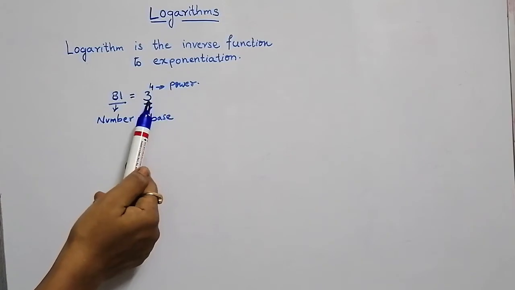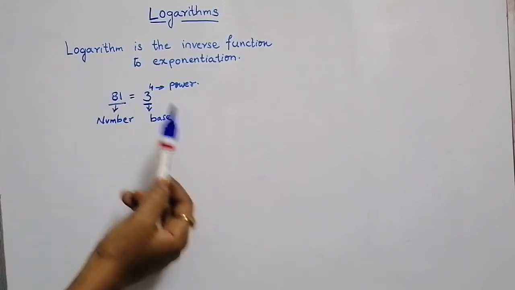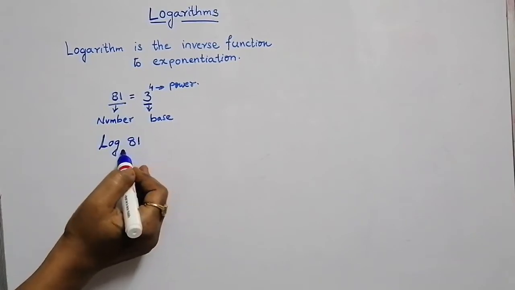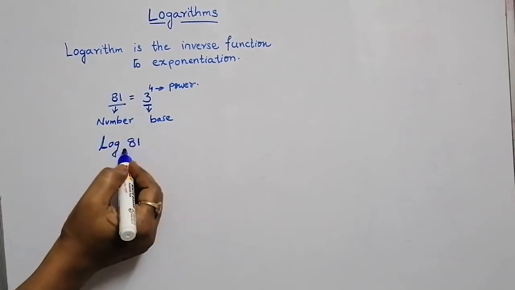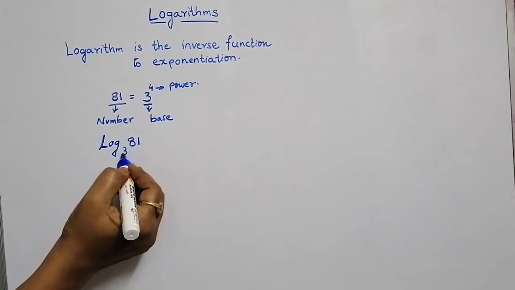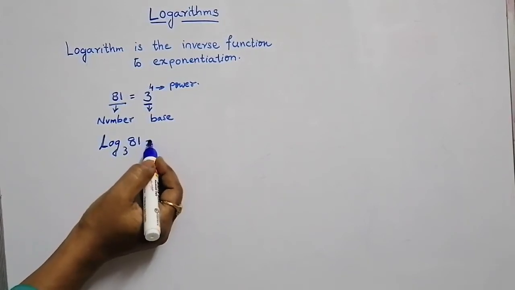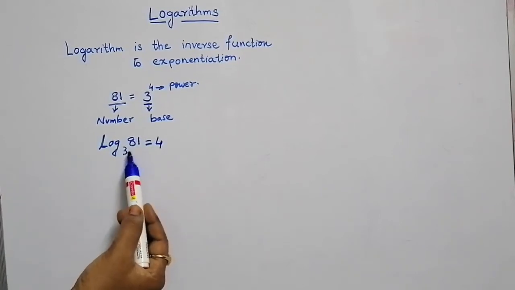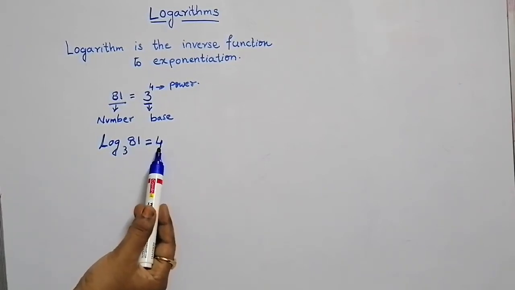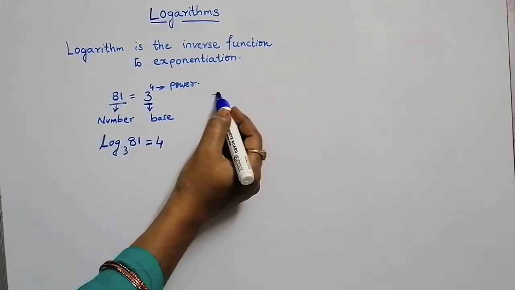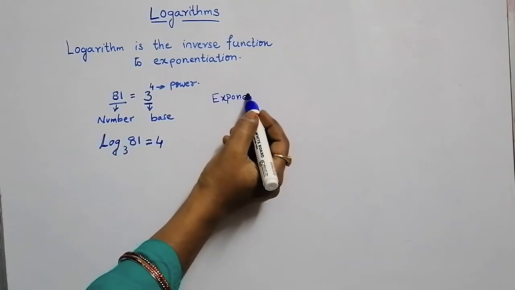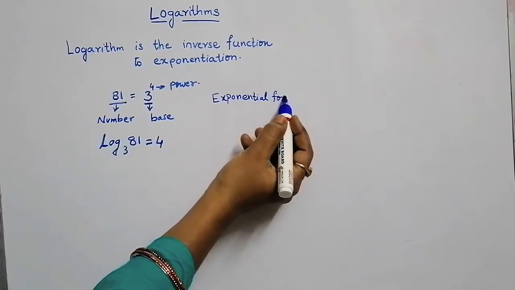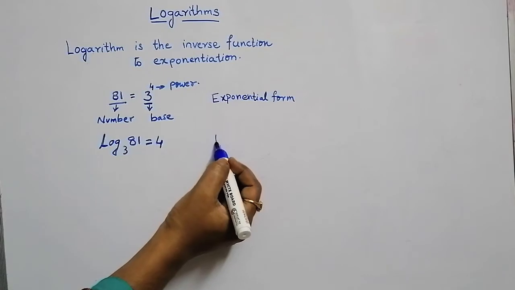Now let us convert this into our log function. Log of this number 81 to the base, what is the base here? Our base is 3. To the base 3 will be equal to our power. Log 81 to the base 3 is equal to 4. This is our exponential form, and this is our logarithmic form.